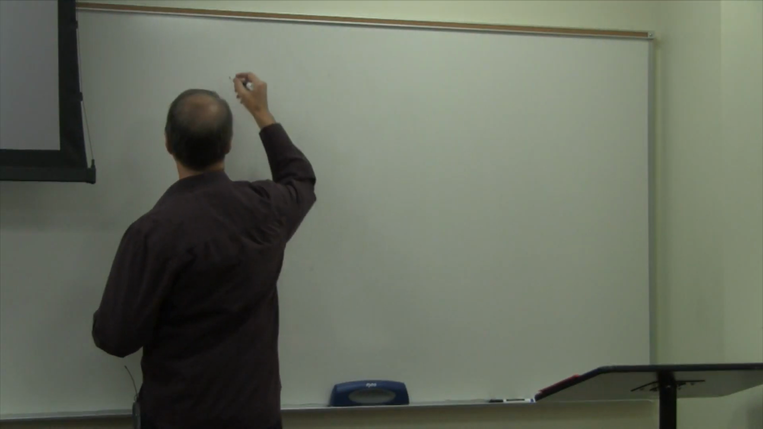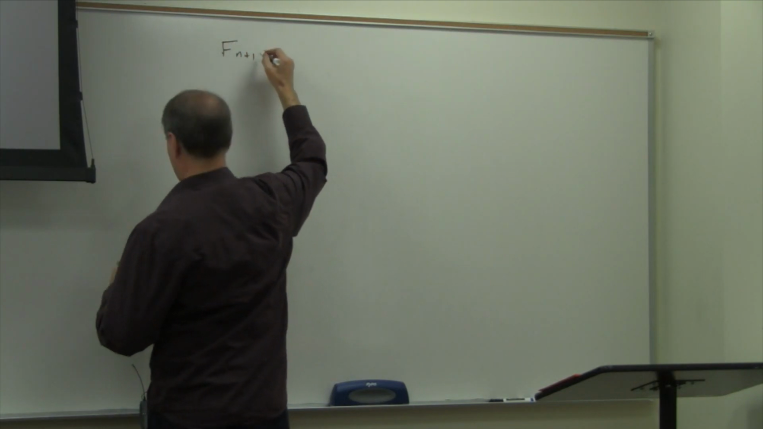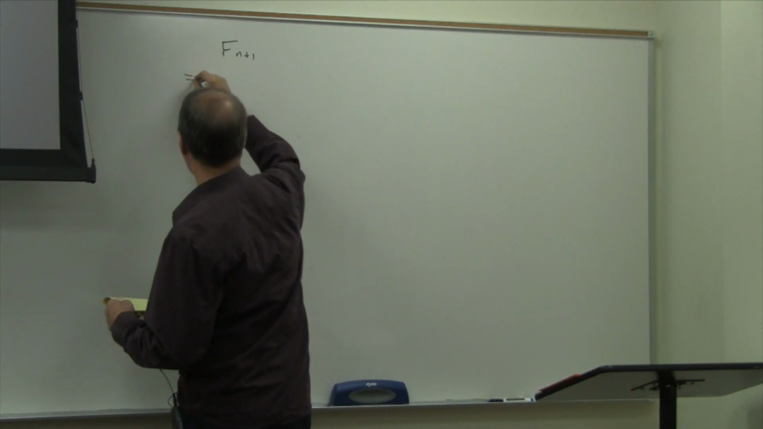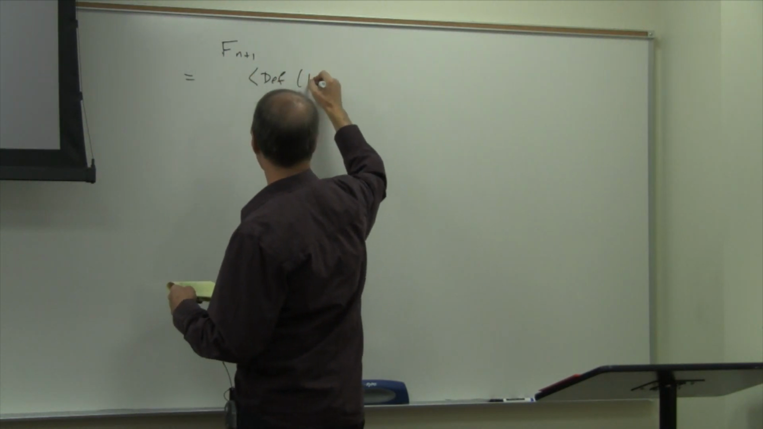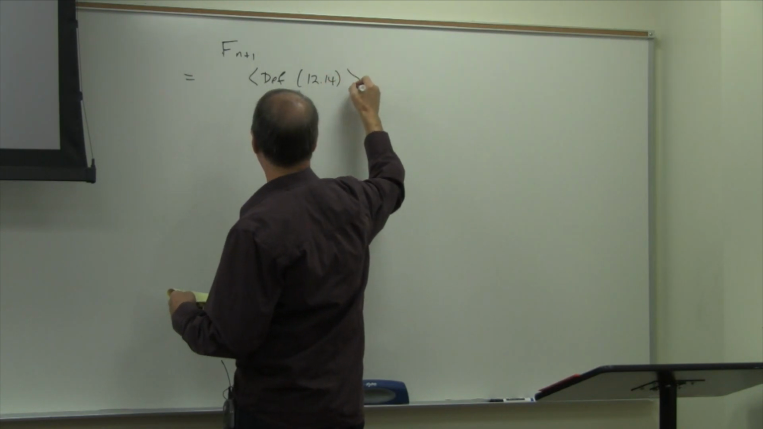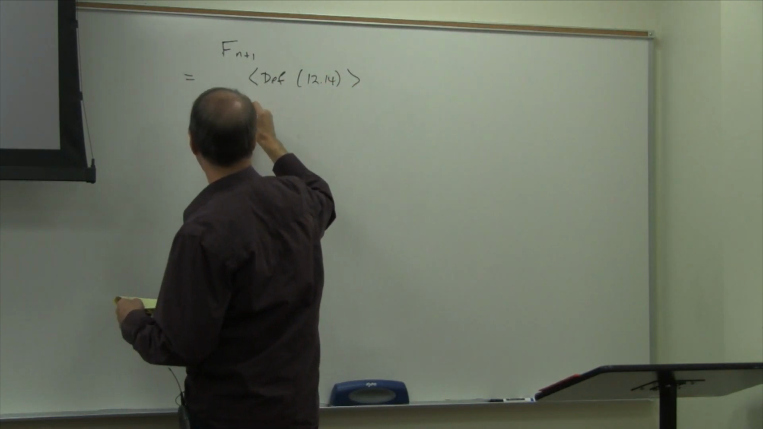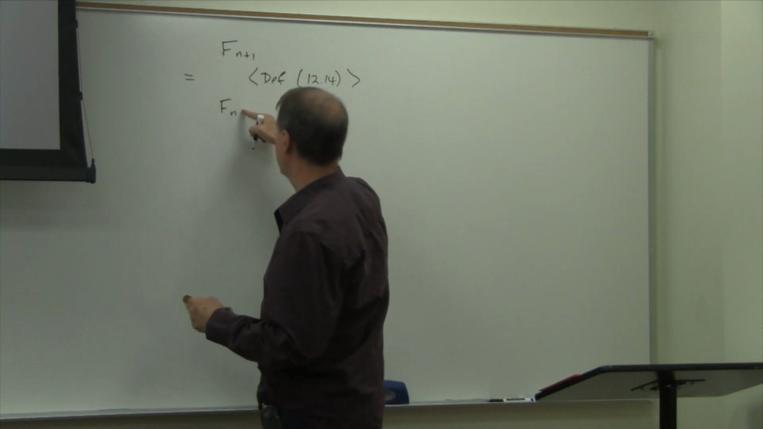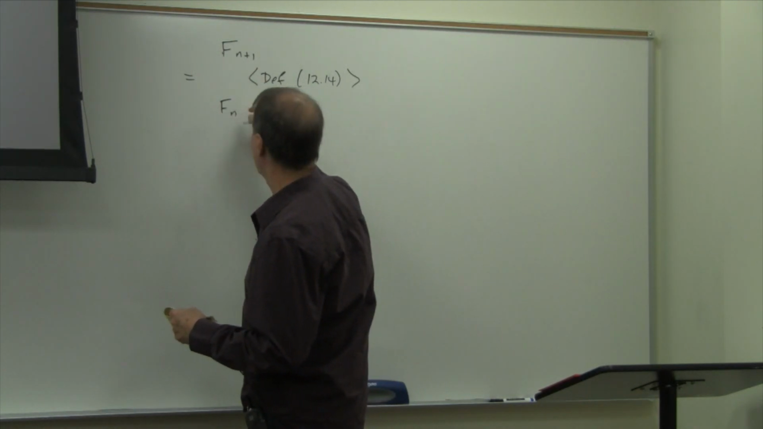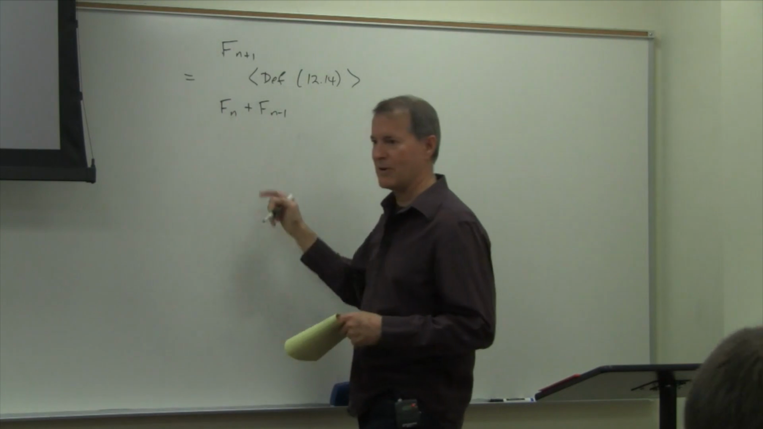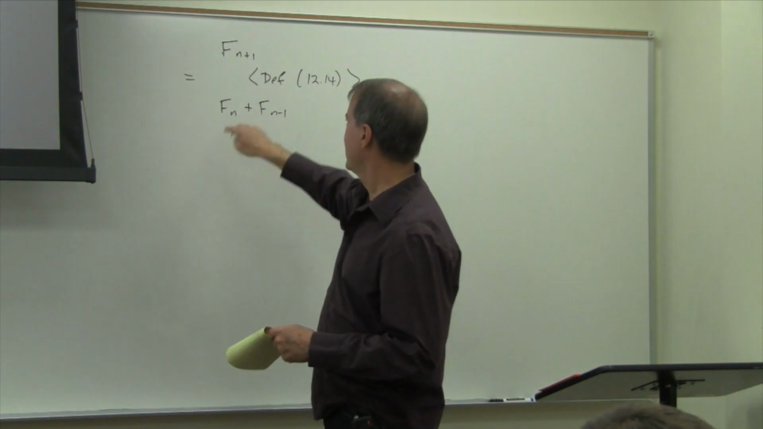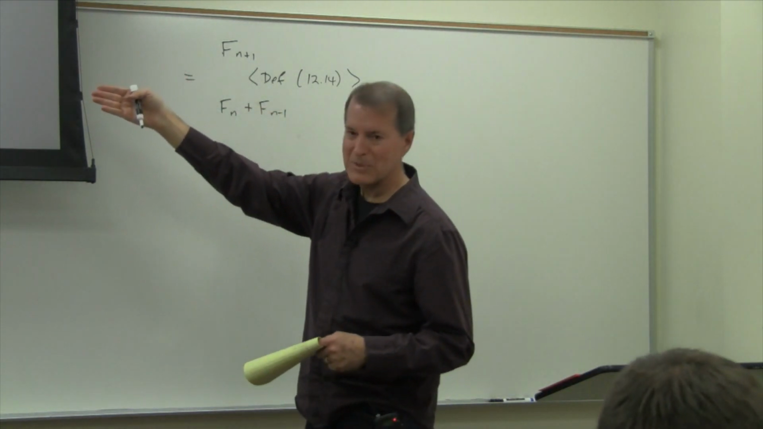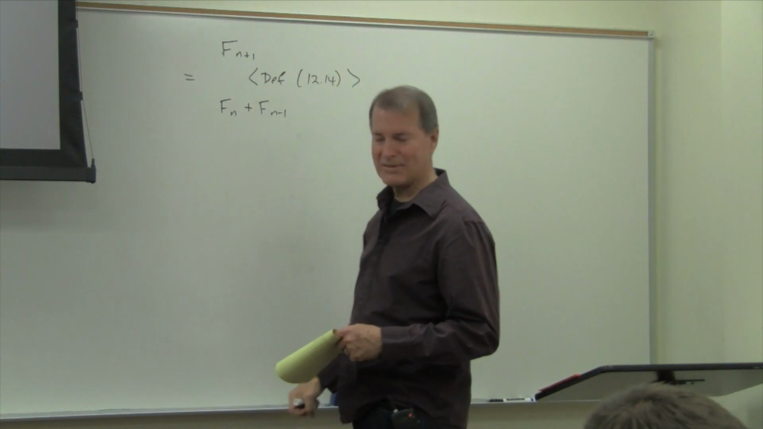Now watch this. F sub n plus 1 equals, by what? By definition, 12.4. Yes, by definition. 12.14, my bad. Definition 12.14: f sub n plus 1 equals f sub n plus f sub n minus 1. Now, is everybody clear on that? Because by definition, it's actually 12.14 with n replaced by n plus 1. Are we good?